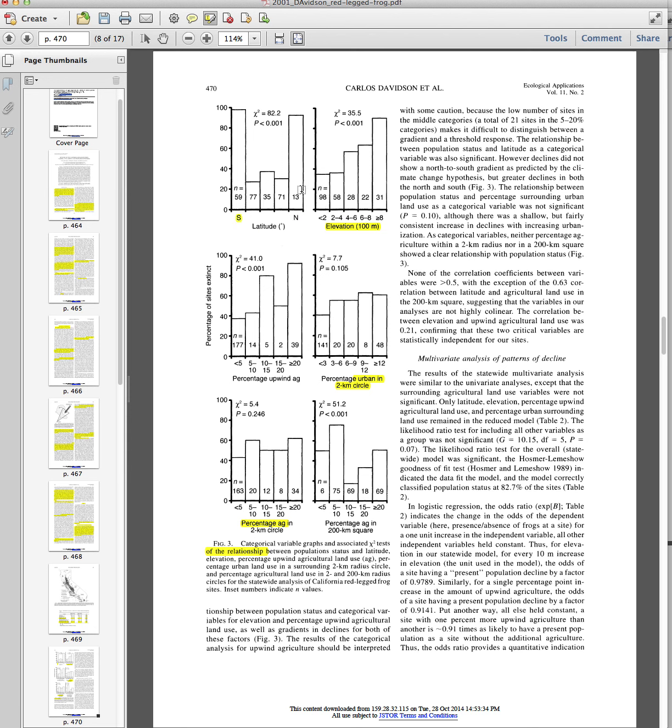Southern and northern sites at the extreme ends had more extinctions. So we don't see a gradient from increasing or decreasing with latitude. And the same thing goes throughout here. For each little box, which hypothesis does this support? This is something we're going to pick up on again in class, so really pay attention to that.